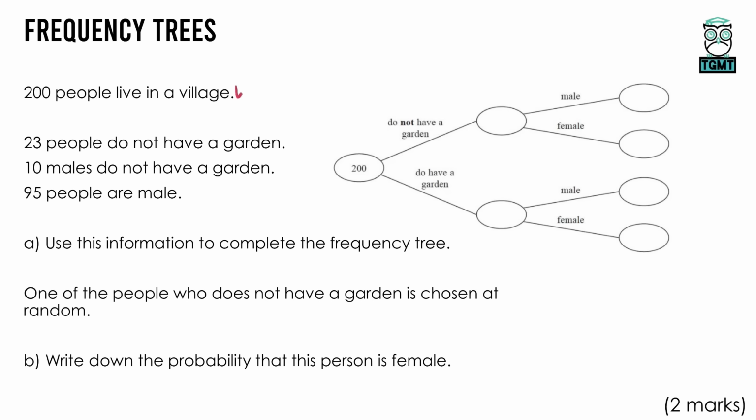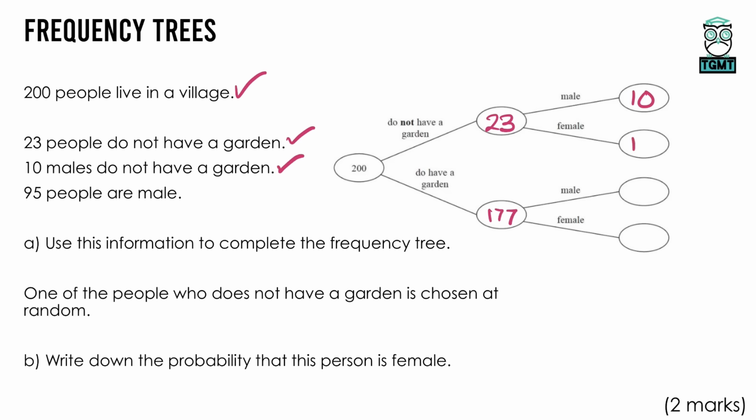So 23, this is already done, 23 people do not have a garden, so that's 23 here. Straight away I can do 200 take away 23 and get the 177 people that do have a garden, and I'll tick that off. 10 males do not have a garden. So I'm looking at the do not have a garden route, and there are 10 males. I can tick that off.